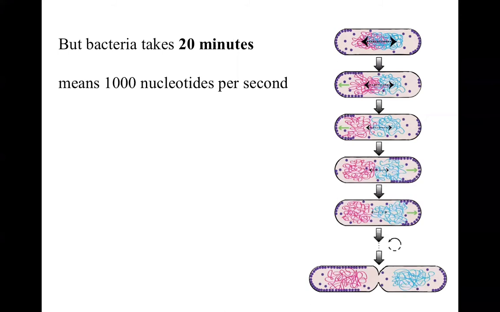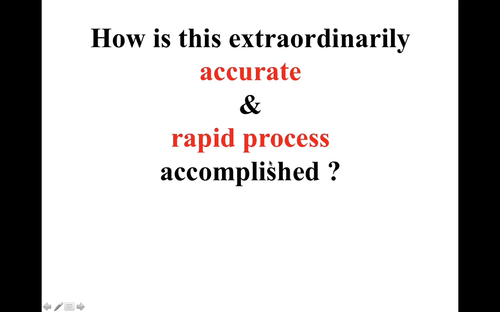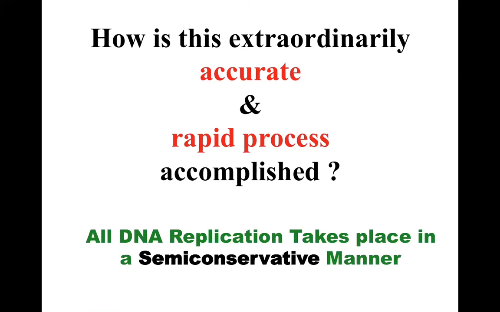So how is this extraordinarily accurate and rapid process accomplished? I told you what happens if there is one base mismatch at every million bases, and in the case of bacteria, what happens if 1000 bases per minute or 1000 bases per second are added. This accurate and rapid process is accomplished because DNA replication takes place in a semi-conservative manner. This is the reason why DNA replication is very accurate and very rapid. In all living organisms, DNA replication takes place in a semi-conservative manner.